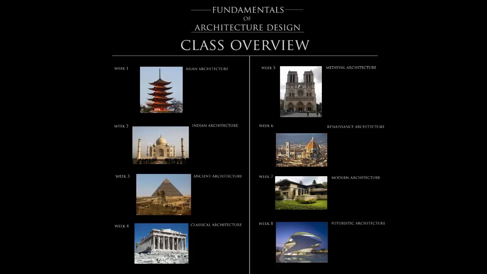In the 8-week class, we're basically going to be covering a lot of really cool and interesting stuff. So just to quickly go over each week. Week 1, we have Asian architecture. Week 2, Indian architecture. Week 3, ancient architecture. Week 4, classical architecture. Week 5, medieval architecture. Week 6, Renaissance architecture. Week 7, modern architecture. And week 8, futuristic architecture.